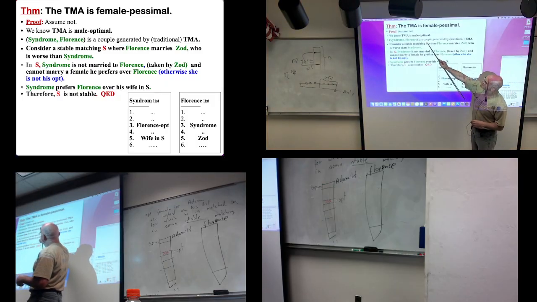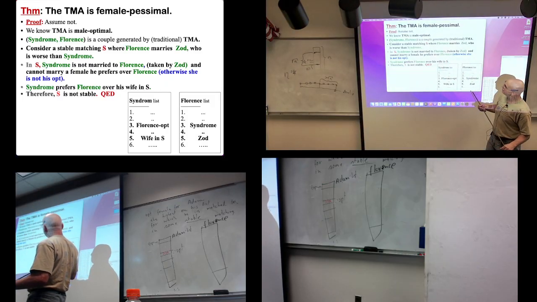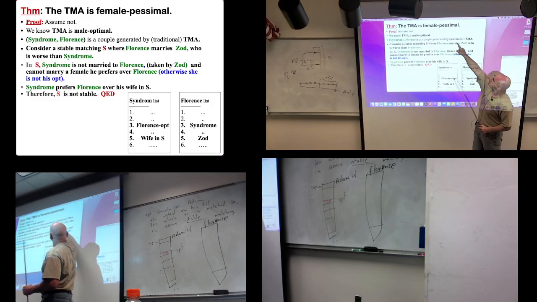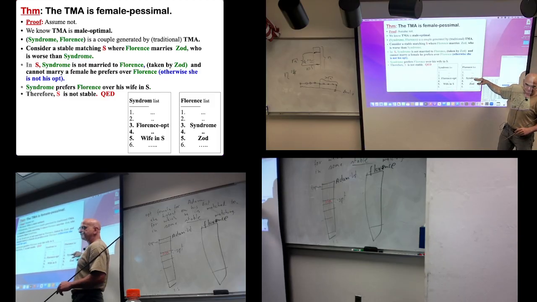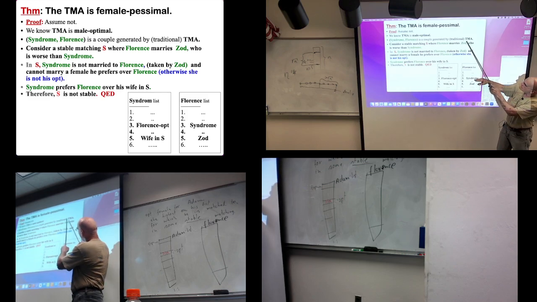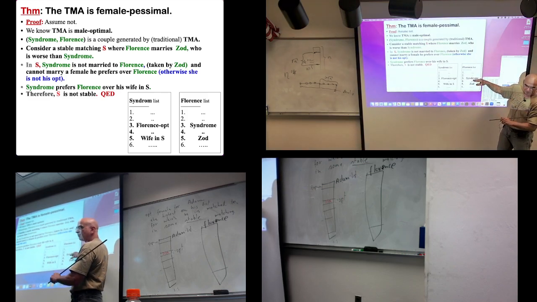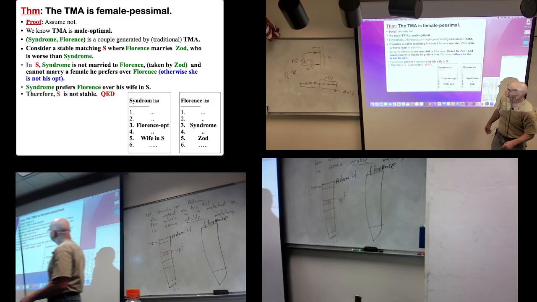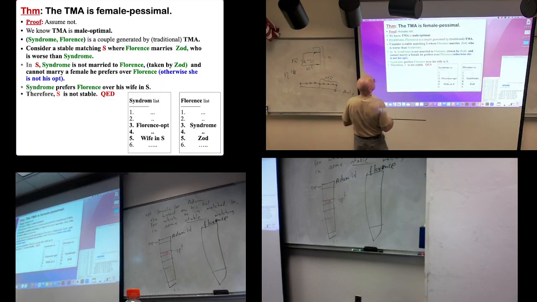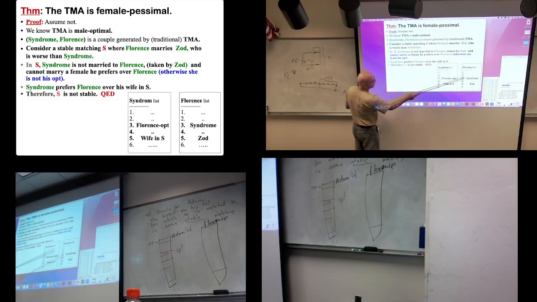assuming that there is some other matching, S, which is also stable, in which Florence is married to Zod, and Zod is even worse than Syndrome. I'm trying to tell you that Syndrome is the worst that Florence can do in any stable world. Assume by contradiction that actually she can be matched with somebody worse in a different stable world, not what the TMA is producing. Okay, now it's simple. So in S, Florence is married to Zod, and in Florence's list, Zod is below Syndrome.